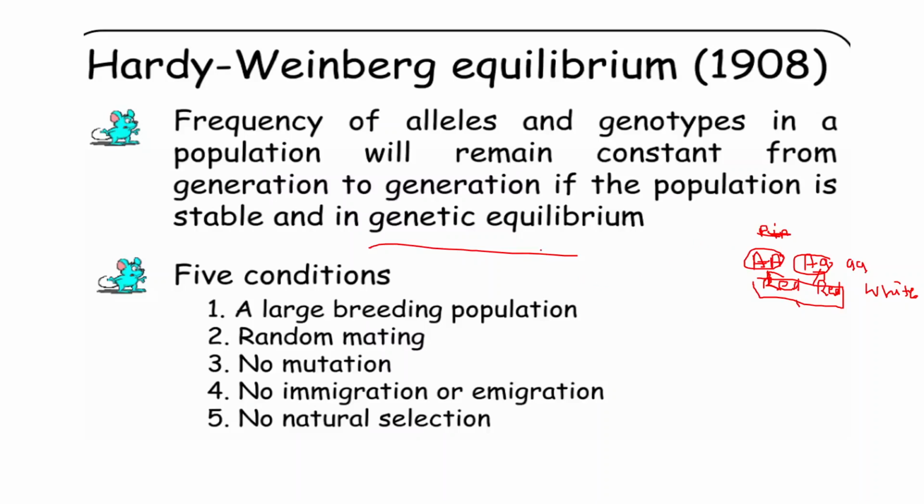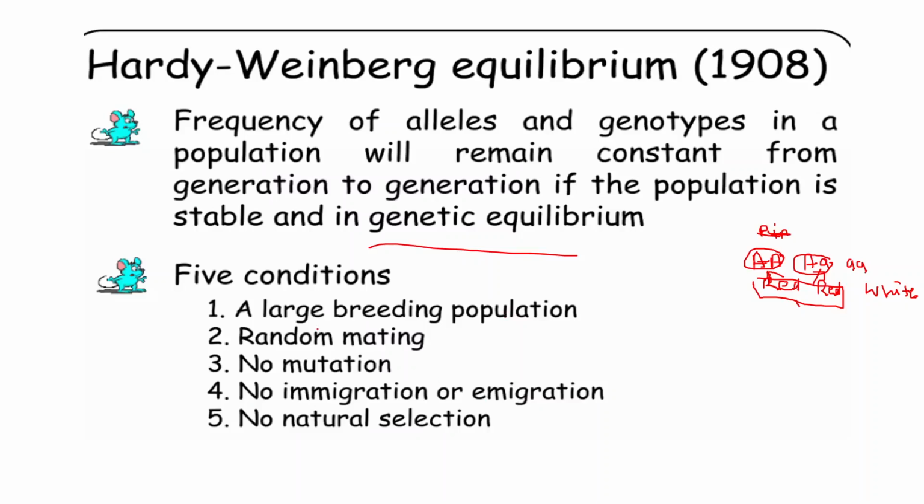What these scientists did was describe a theoretical circumstance where five conditions are applied. If these conditions are maintained in a particular population, the population's genetic information will remain constant from generation to generation, it maintains the genetic equilibrium, and it will be stable. So what are those five conditions?